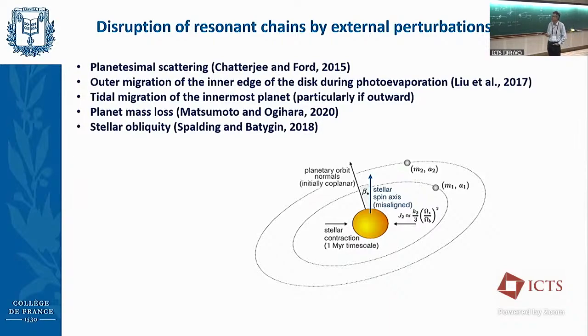Tidal migration can do the same. Once the gas is removed, then there is a tidal force between the star and the innermost planet that can push the innermost planet in or out, depending on whether it is inside or outside the corotation radius. And in particular, if it's out, the resonance chain is compressed, and this can lead to instability. Planetary mass loss: we know there are a number of posters outside, and we heard yesterday that planets can lose their atmosphere by irradiation.